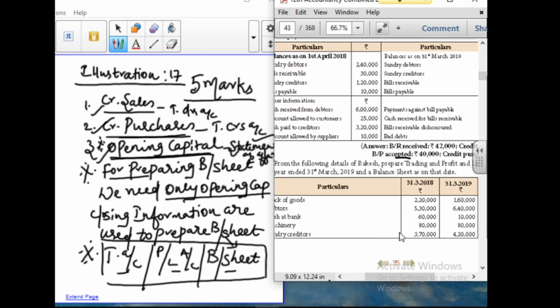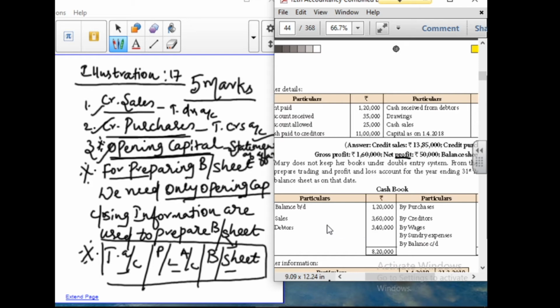And machinery 80,000, 80,000. Again it's used in the balance sheet under the asset side, 80,000. Sundry creditors 3,70,000 and 4,20,000. This is your sundry creditors. Opening is the 3,70,000 and closing is the 4,20,000. Again this 4,20,000 is used in the balance sheet. This is the question.